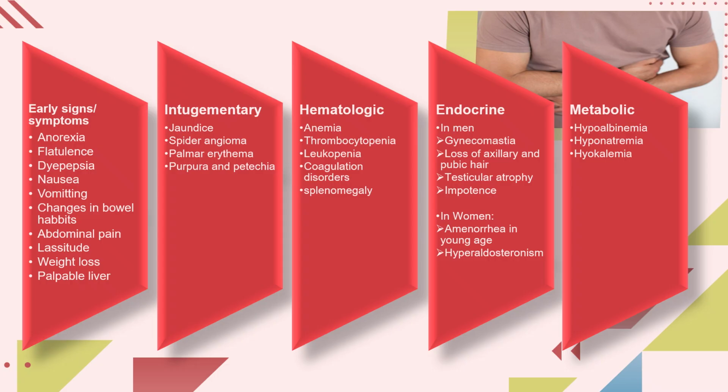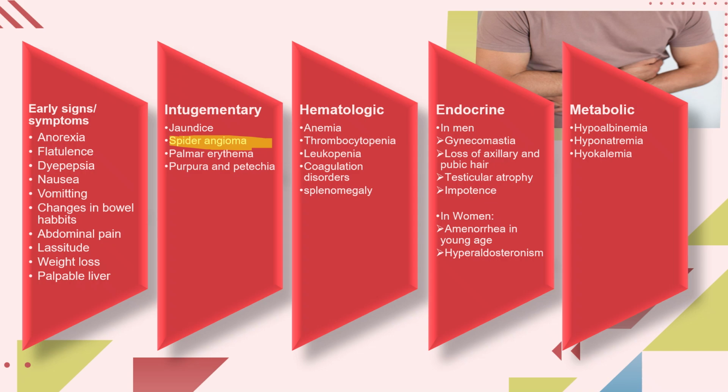It results because of decreased ability to conjugate and excrete bilirubin. Spider angioma, I want to highlight this because this comes as a short question. What is spider angioma? They are small dilated blood vessels with a bright red center point, and it looks like spider-like branches.